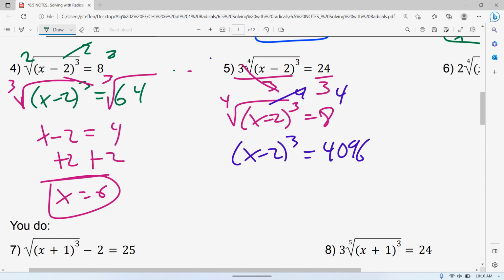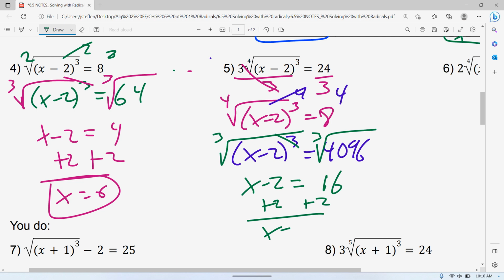Exponent of 3, we take the third root, do that to both sides. That ends up giving me 16. And last but not least, just like normal for the rest of it, add 2 to both sides. We get x is equal to 18.